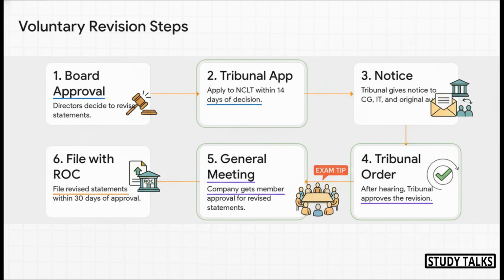So let's quickly walk through the whole process. First, the board says, yes, we need to revise. Then they apply to the NCLT. The NCLT, just like in Section 130, gives a notice to the government and tax authorities to see if they have any objections. If the tribunal gives the green light, there's a second, really important approval needed. The company has to get its own members to approve the changes in a general meeting. It's only after this dual approval from both the tribunal and the members that the revised accounts can finally be filed with the ROC.